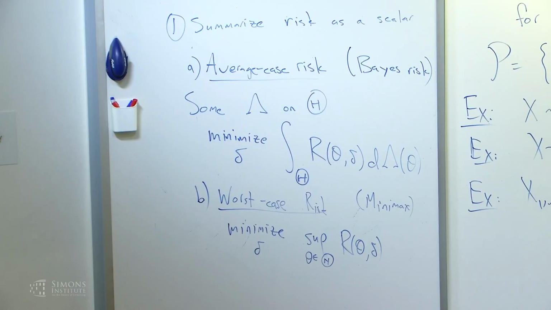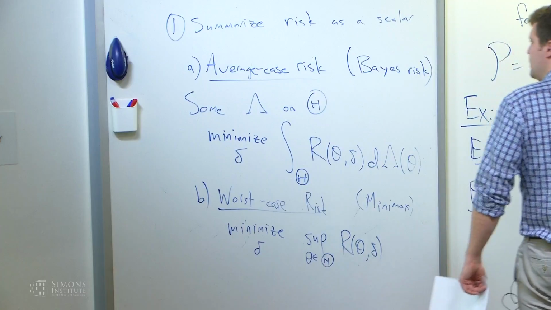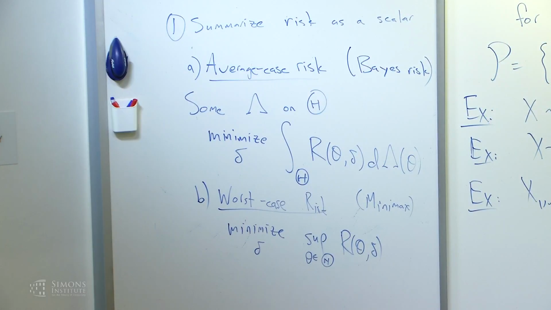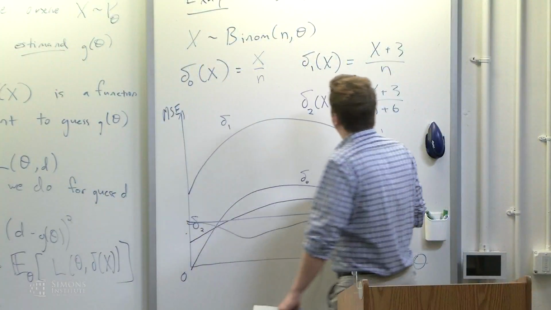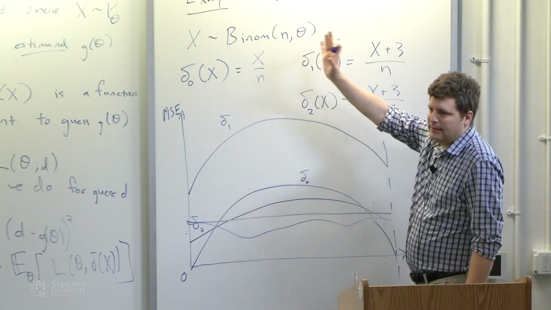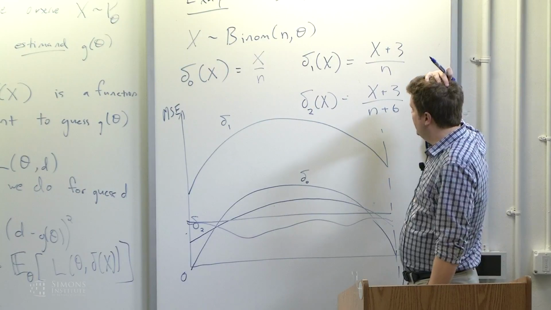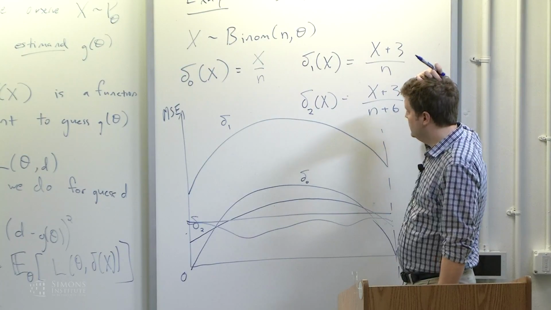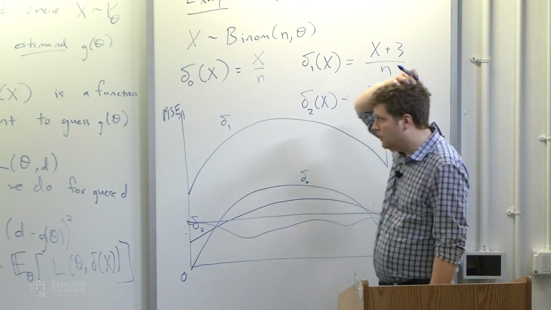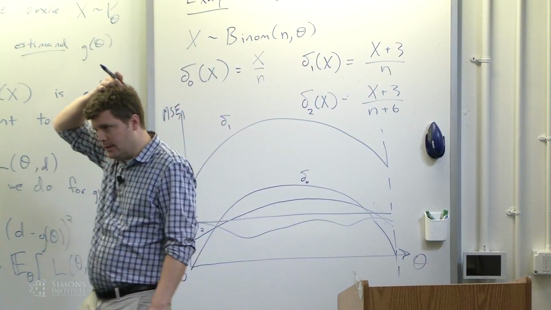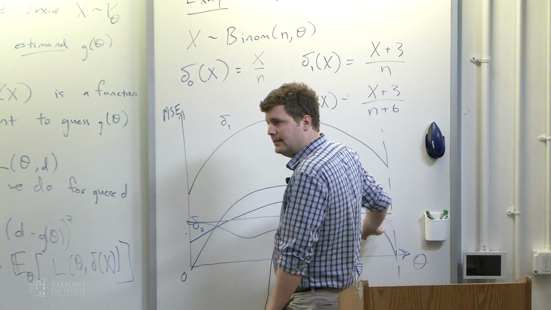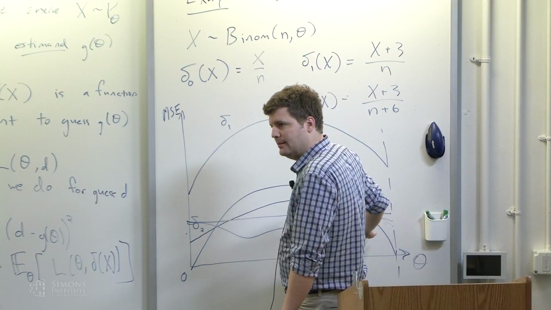Yes? Just to understand on this example, what would be the worst case risk estimator for the binomial? The minimax risk estimator for the binomial. Okay, so I don't know off the top of my head, and it would depend on n. We would look for a prior that makes the risk function flat. That's how we would find the minimax estimator.